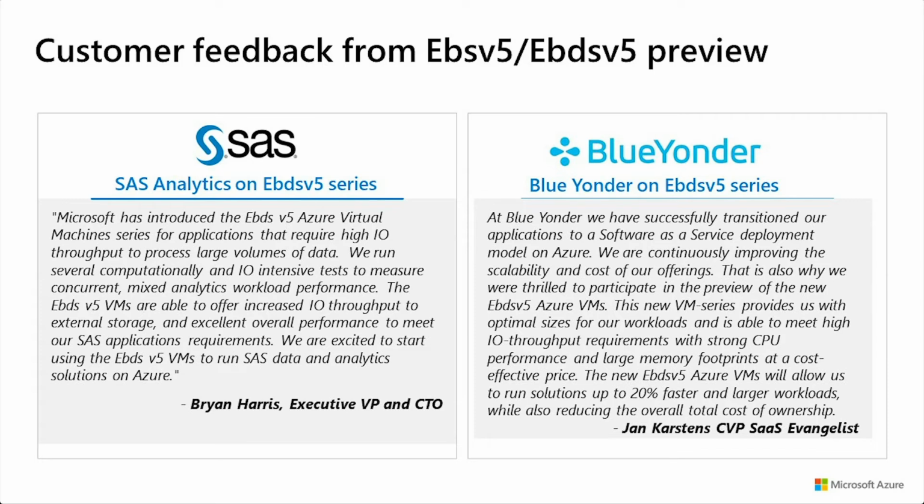Our other customer, Blue Yonder, runs their supply chain optimization platform, and they need higher I/O throughput across different workload sizes. With the EBS V5 series, they could run solutions up to 20% faster and larger workloads than before, while also reducing the overall total cost of ownership.